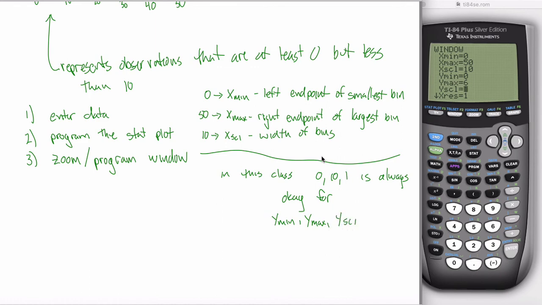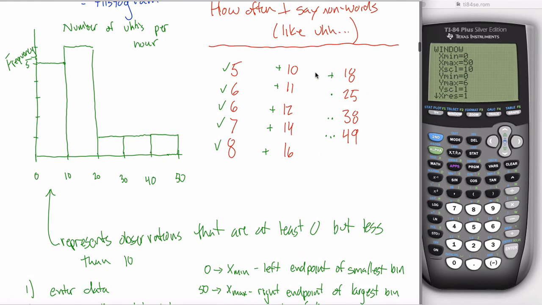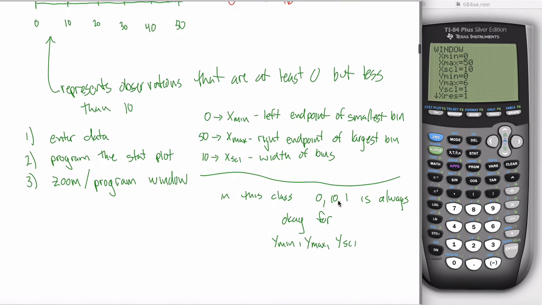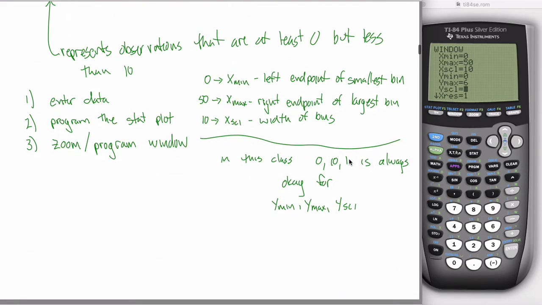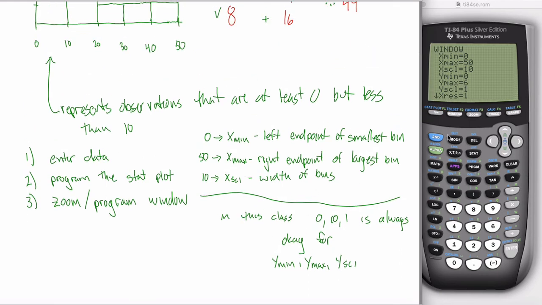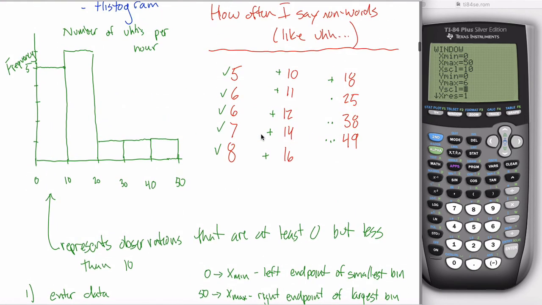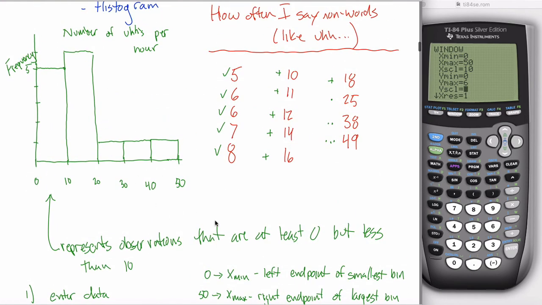But you don't have to do that. Think about if this were not in this class and you had 1,000 observations. You might have 301 in one of your buckets. Then you want your Y max to be at least 300, maybe 400 or so. And you wouldn't want to count up by ones; you wouldn't be able to see them. Maybe you'd count up by 100s. So in that instance, your Y min might be 0, your Y max might be 400, and maybe your Y scale is 50 or 100. But for this class, 0, 10, and 1 will be totally fine. 0, 6, and 1 is also totally fine in this example. Just make sure that you can see the tops of your bins.